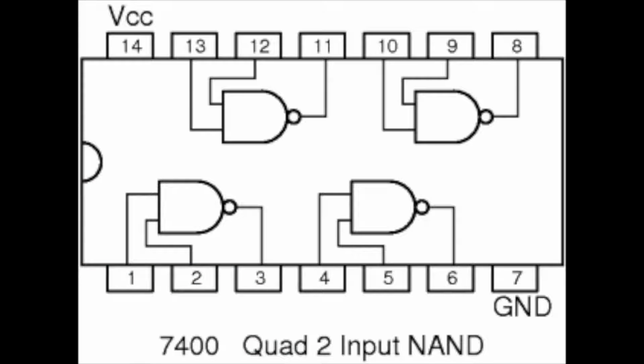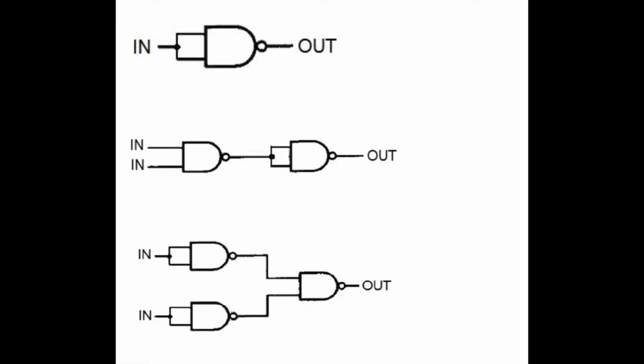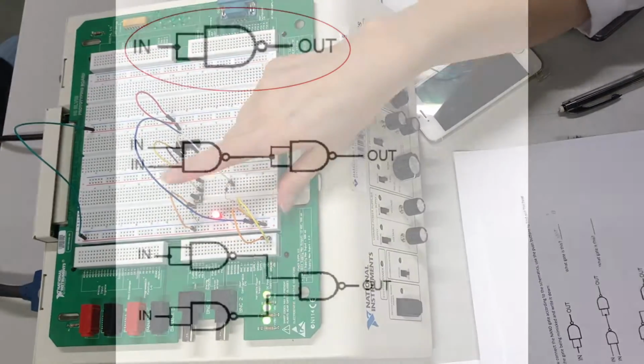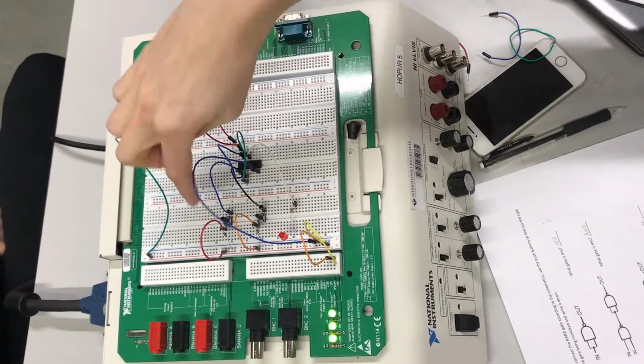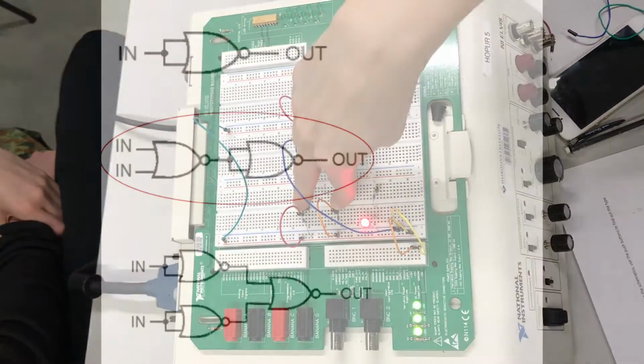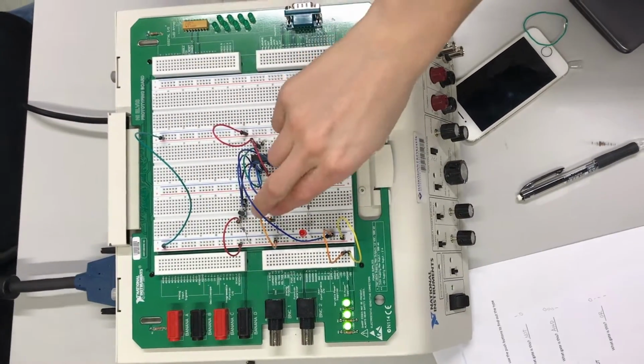At last we used the IC that includes NAND gates, the 7400 IC. We connected the NAND gate and used the same method as before to find out the gates that were being mimicked. The first gate that was being mimicked was a NOT gate. The next gate was an AND gate. And the last one was an OR gate.